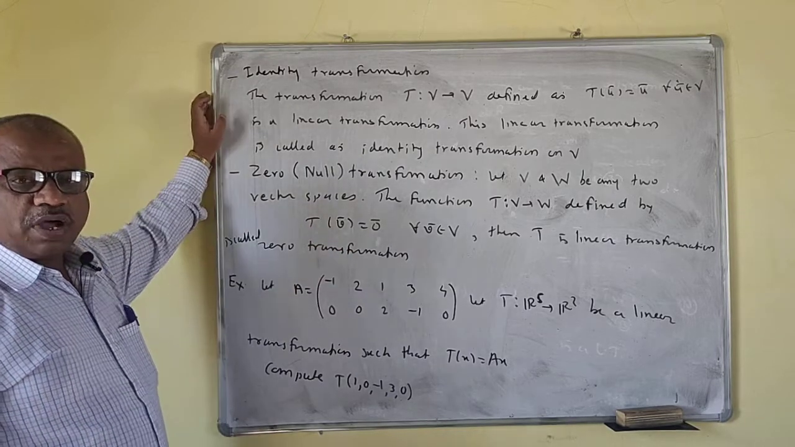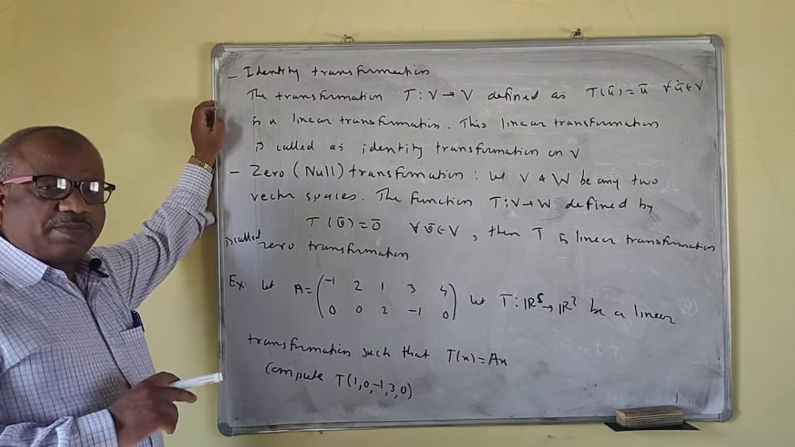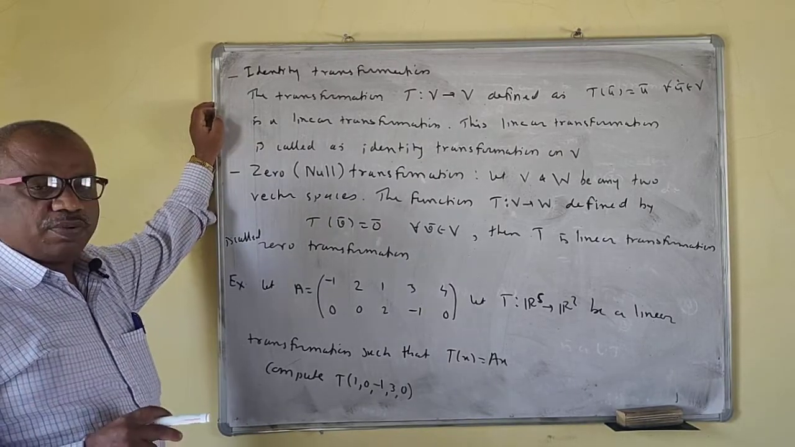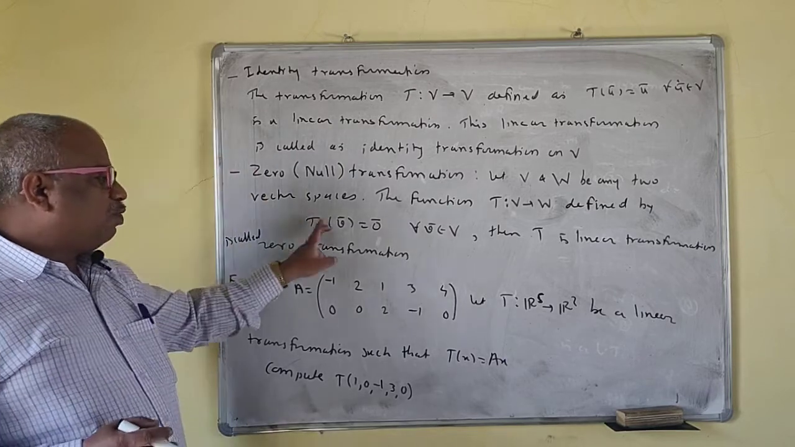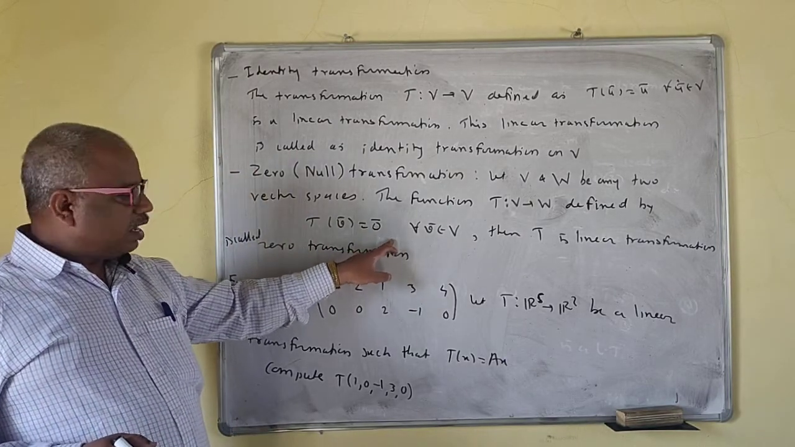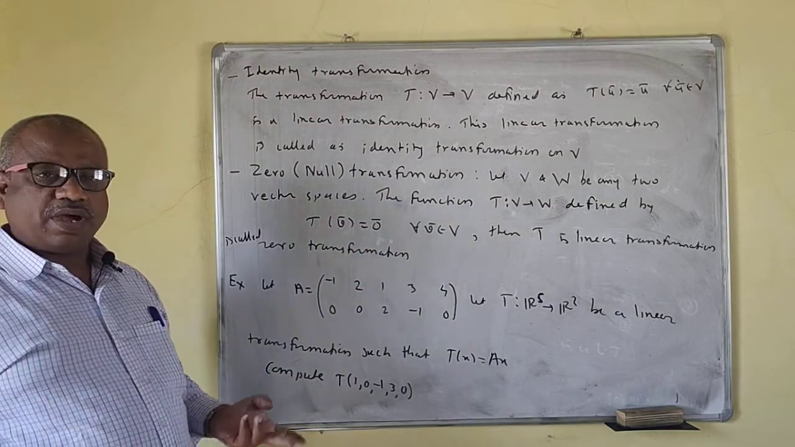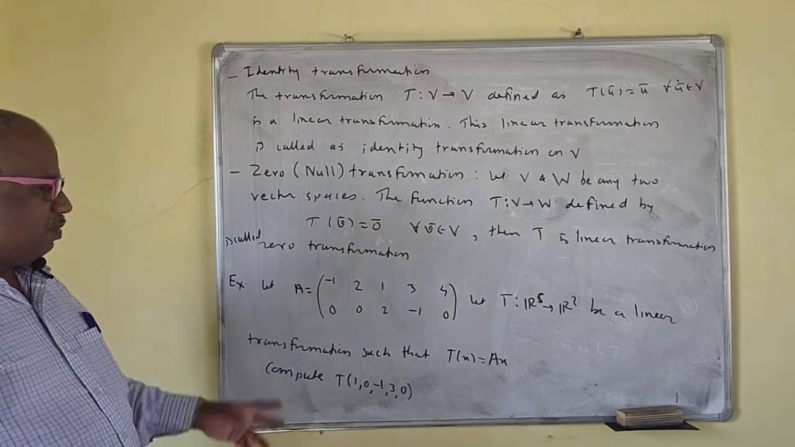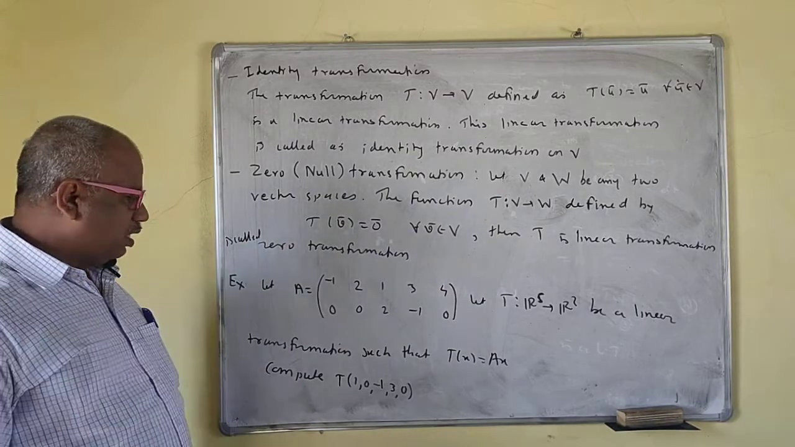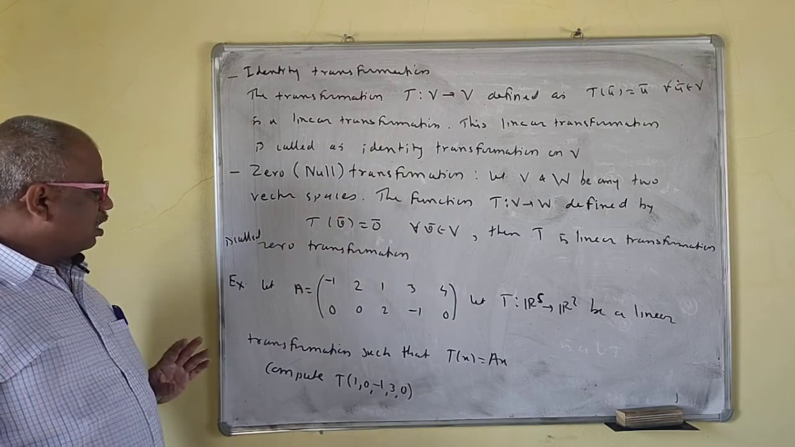Easily you can prove this is a linear transformation because T of u bar plus v bar is equal to 0 bar, but 0 bar is the same as 0 bar plus 0 bar, which is the same as T of u bar plus T of v bar. Also T of k v bar is 0 bar, which is k into 0 bar, which is k into T of v bar. So easily you can prove that T is a linear transformation. T of 0 bar is equal to 0 bar.